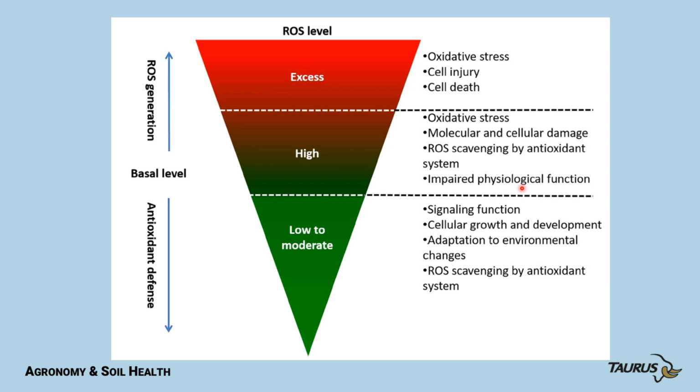When we have low levels, though, the plant uses these reactive oxygen species as a signaling molecule. Cellular growth and development, they're signaling growth. They're signaling adaptation to the environment. Is there stress or isn't there stress? And they're scavenging the system so they can keep it in balance.